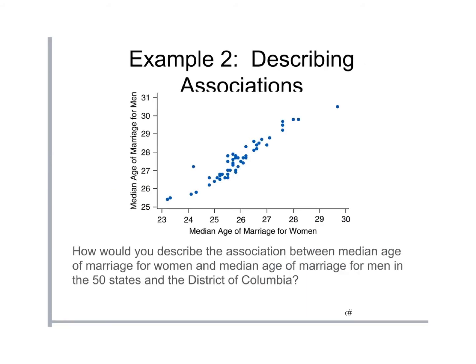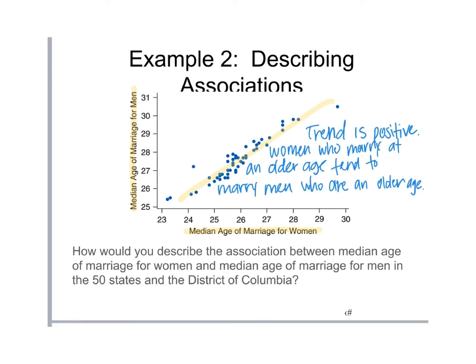Okay, here's example 2, describing associations. So let's look at this graph. What's the question that we're trying to answer? Well, it's saying, does the median age of marriage for men depend on the median age of marriage for women? Okay, so we're going to discuss trend, strength, and shape. So first, let's talk about trend. Is it positive, negative, or no correlation? Well, you can see that it's going in an uphill direction. So we'll say that the trend is positive.